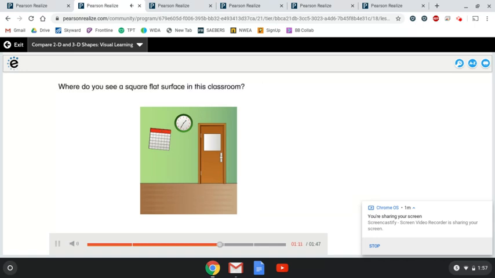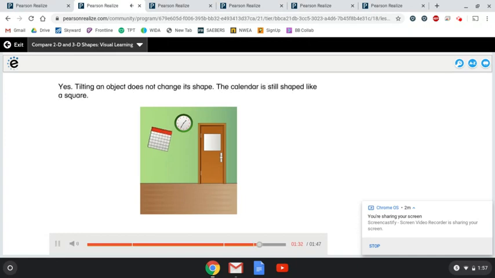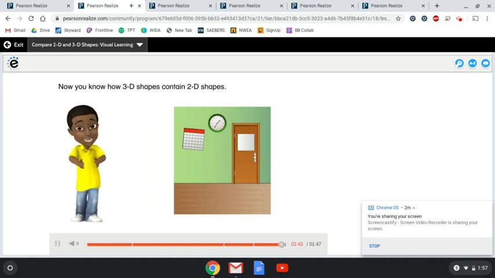Where do you see a square, flat surface in this classroom? The calendar is a square, flat surface. The window in the door is also a square, flat surface. You can see that the calendar is tilted. Is it still a square, flat surface? Yes, tilting an object does not change its shape. The calendar is still shaped like a square. Now you know how 3D shapes contain 2D shapes.